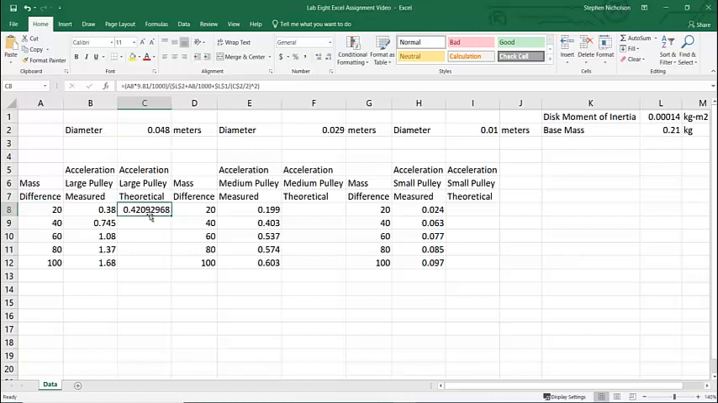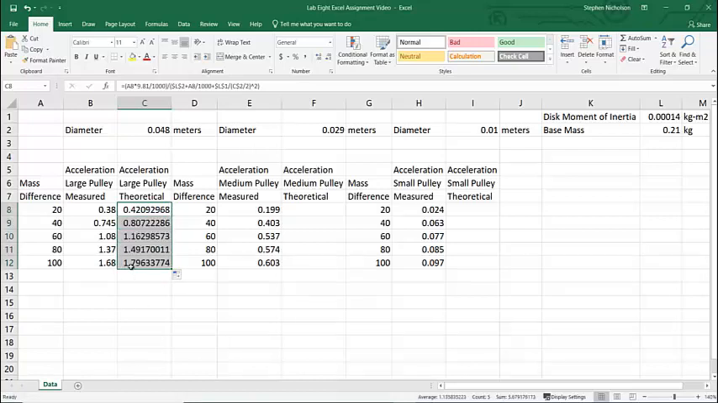You also have friction associated with the rotary motion sensor, so I'd expect the measured to be less than the theoretical. Okay, so it looks good. So all I'm going to do is click on that cell with the equation, take the corner, and drag it down.